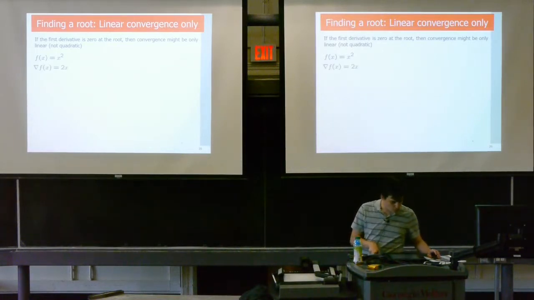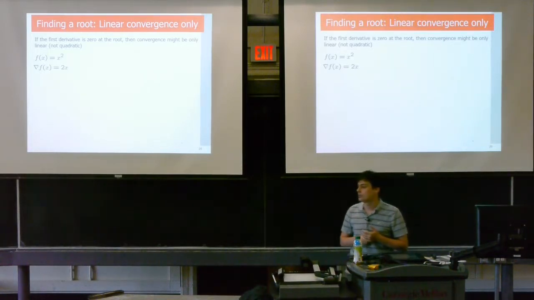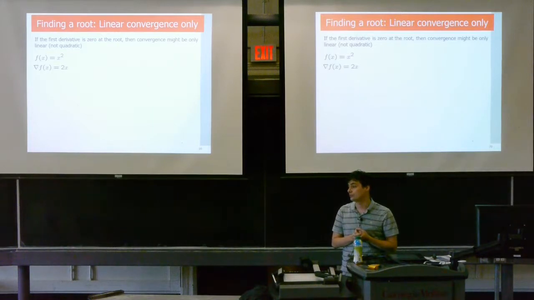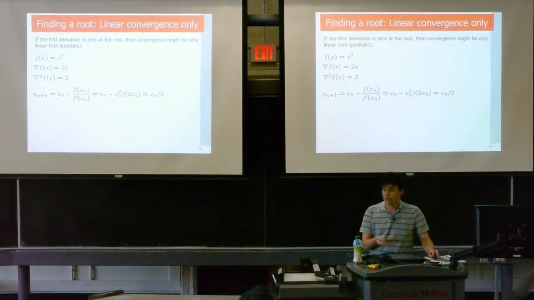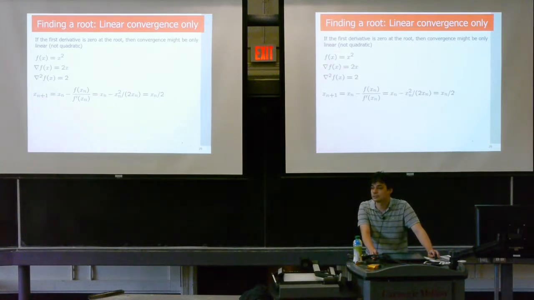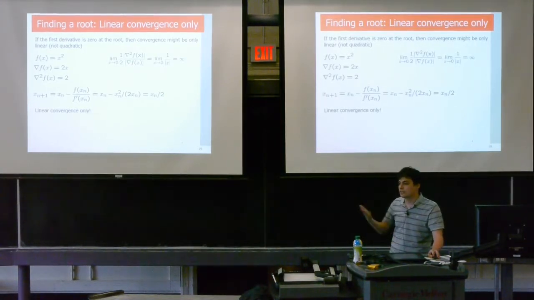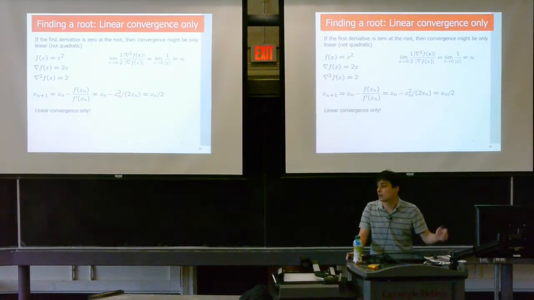So here is an example. Let the function be x squared, and our goal is to find its root at 0. The first derivative of f is 2x, the second is 2. Here is the Newton update: xn plus 1 is xn over 2. So from any point, we would converge to 0, but only with linear rate in this case. And again, the problem here is that the expression that we had for quadratic convergence is not bounded. Questions?